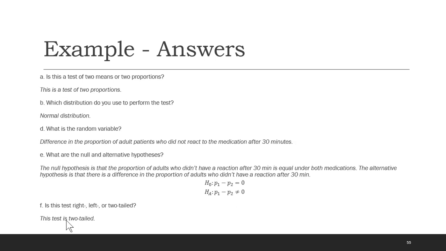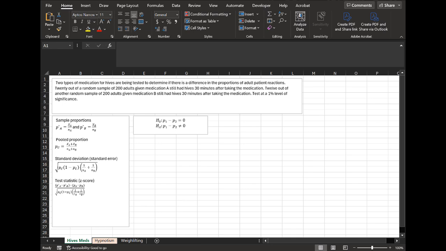And I forgot to include this, so I just snuck this in at the bottom. This is obviously a two-tailed test. Okay, so let's go to the Excel. Here we are at the Excel spreadsheet, and I did write down the formulas just to help you out with the first one.